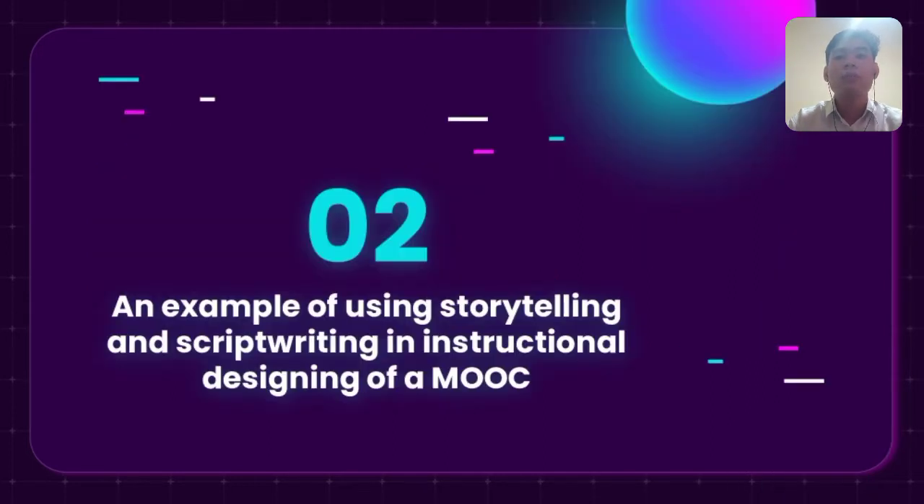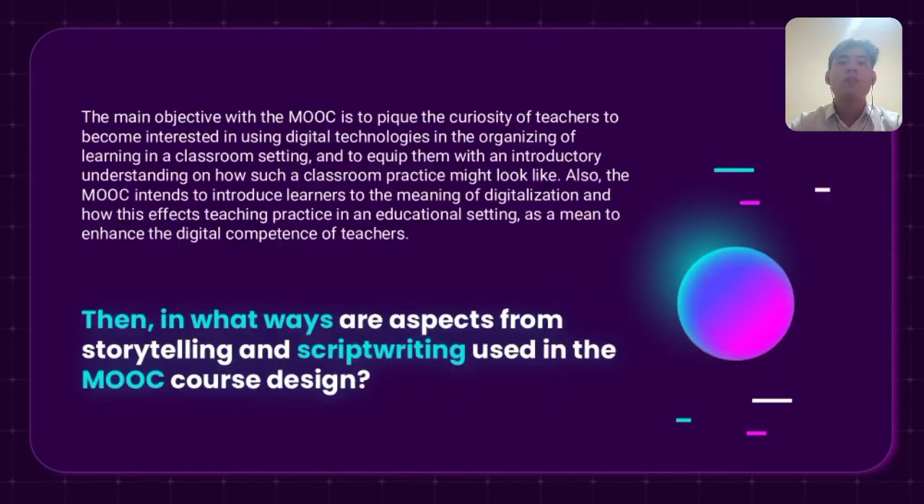Part 2. An example of using storytelling and scriptwriting in instructional designing of a MOOC. As the previous part established, storytelling and scriptwriting as pedagogical strategies for creating engagement in the instructional design process seem not to be well developed, so considering an example of practical use in a MOOC pertains. The planned MOOC we will consider is called Digital Transformation in the Classroom and is based on sociological fieldwork conducted in a classroom at a Norwegian high school. The MOOC is based on a PhD dissertation, conference proceedings, and journal articles.